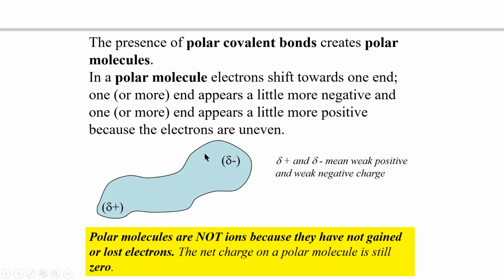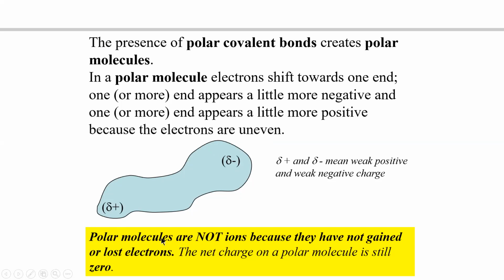That means that this end of the molecule has a little bit more negative charge because of those electrons spending more time there. Meanwhile, the electrons spend less time down here. There's still protons down here. So this end of the molecule has a little bit more positive charge on it. So the electrons are uneven. That means this end of the molecule is a little bit negatively charged, and this end of the molecule is a little bit positively charged.